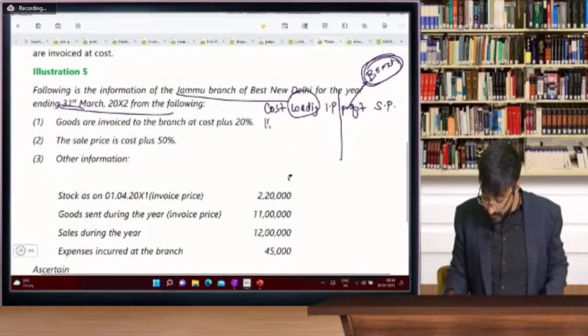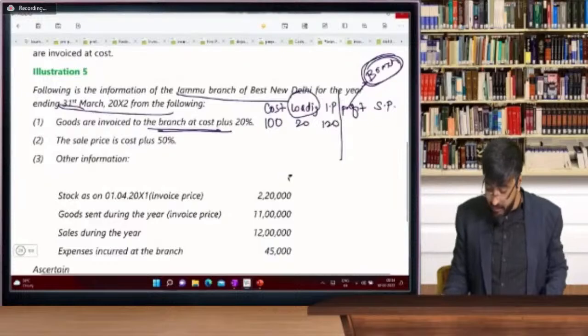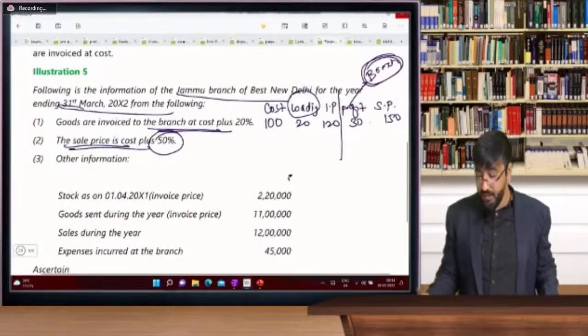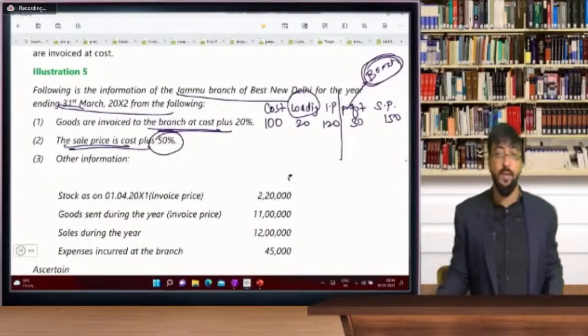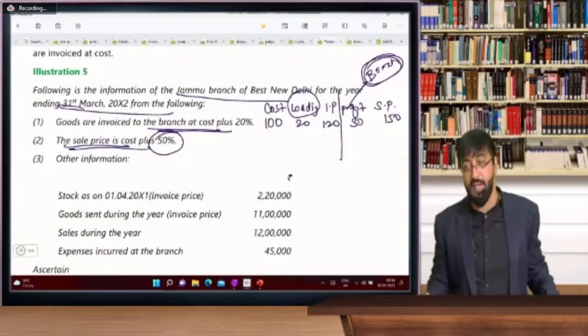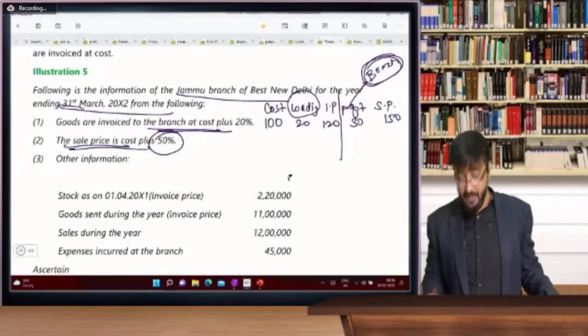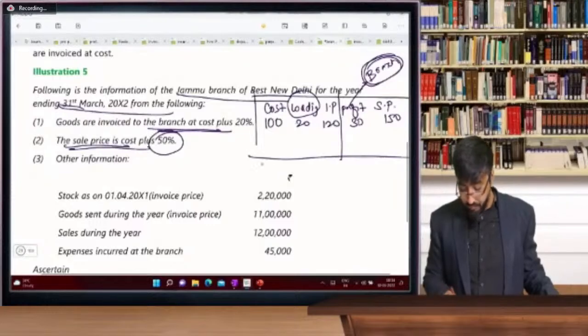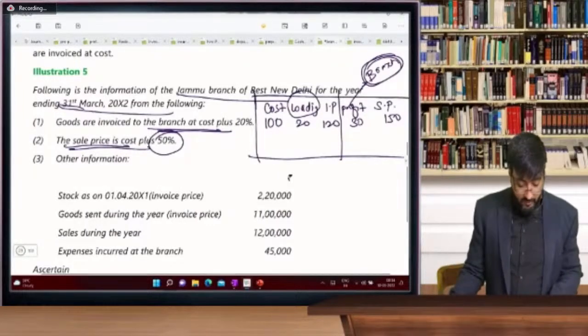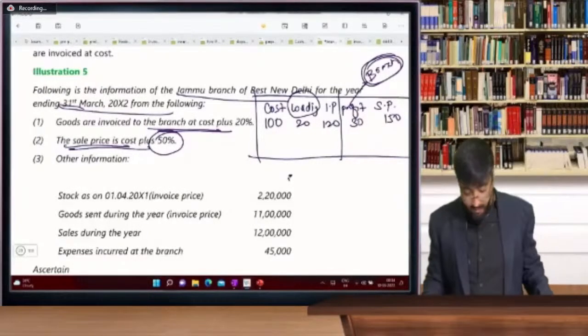Goods are invoiced at 100 plus cost 20. Invoice price will be 120. And selling price is 50% of cost. So beta, this is 150. So branch profit is 30. So branch profit is 30 on 150 selling price. Cost 120, invoice price. This equation is very important. I hope you got this equation. Very good, Madhuri.